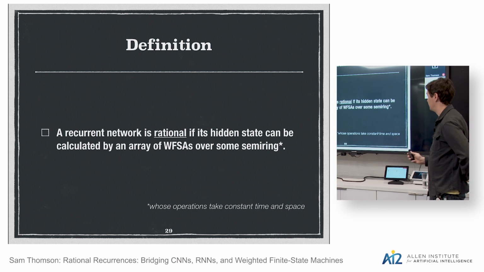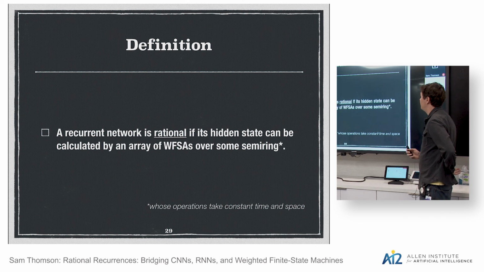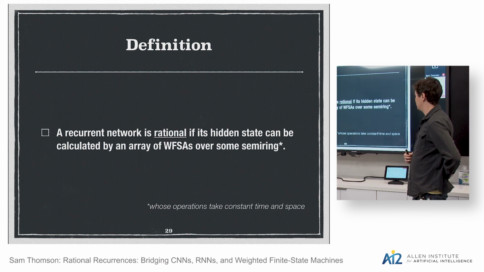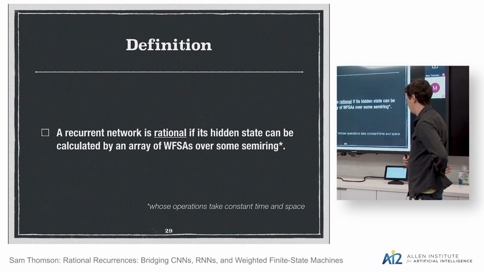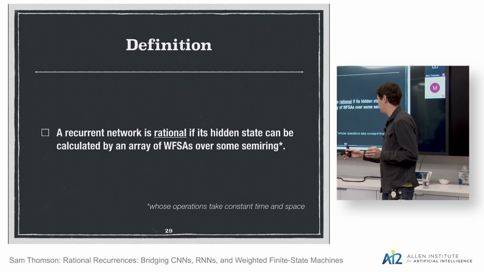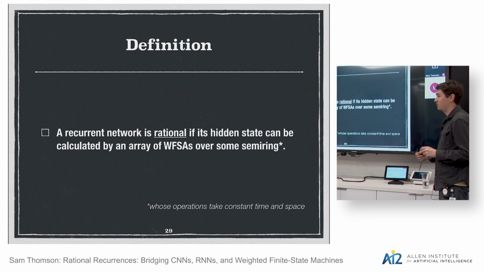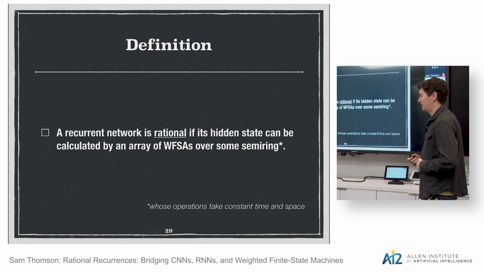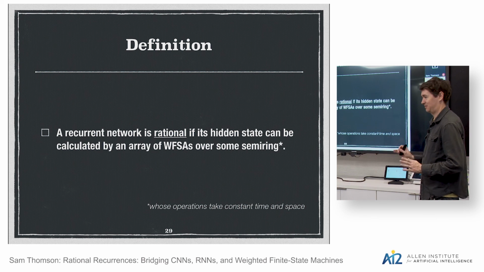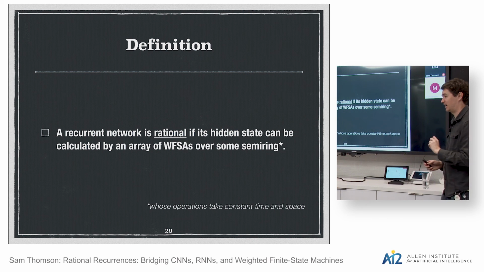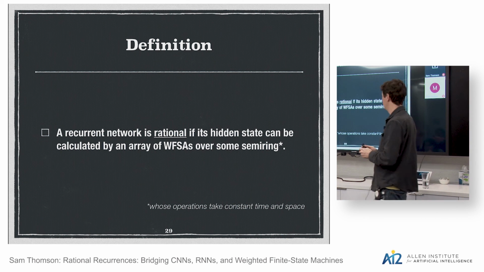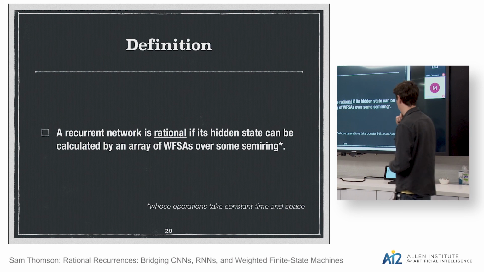Rational kernels were things that were worked on in the 90s. So here's the definition. A recurrent network is rational if and only if its hidden state can be calculated by an array of FSAs over some semi-ring. I'm not going to go into too much detail, or really any detail, about what semi-rings are, but if you're familiar, you can swap out the plus and the times operations when you're doing this forward algorithm, as long as you follow some laws. And it's a nice flexible thing you can do.